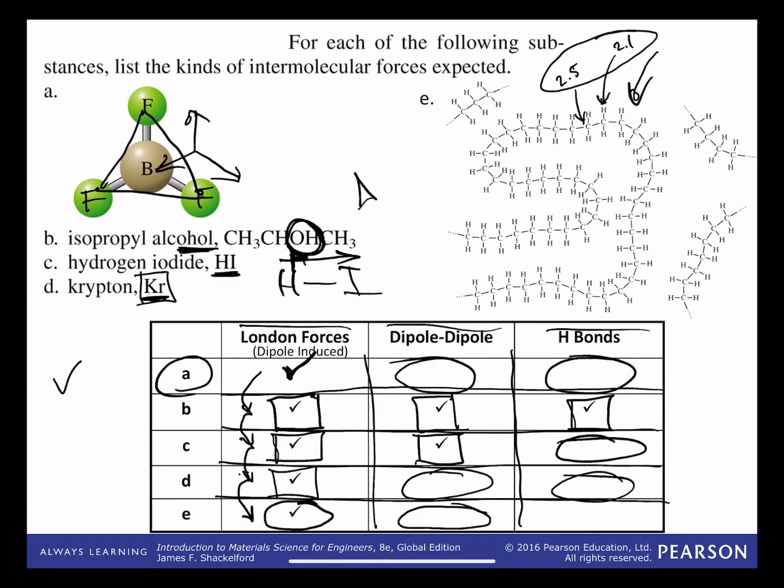So typically, the delta EN to allow us to consider a permanent dipole, so the difference in electronegativity values, we want to consider this value being greater than about 0.9. Okay, so in this case here we only have about 0.4.